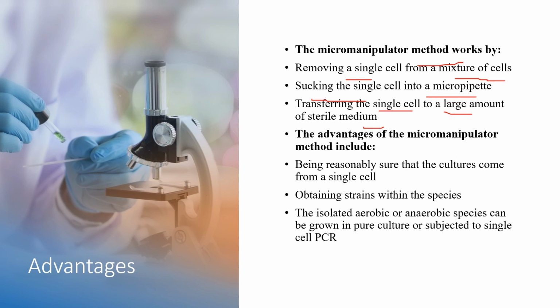What is the advantage of the micromanipulator method? First, it is reasonably sure that the culture comes from a single cell. Second is obtaining strains within the species. Third, isolated aerobic or anaerobic species can be grown in pure culture or subjected to single cell PCR. That's why we need such an advanced technique of pure culture isolation.